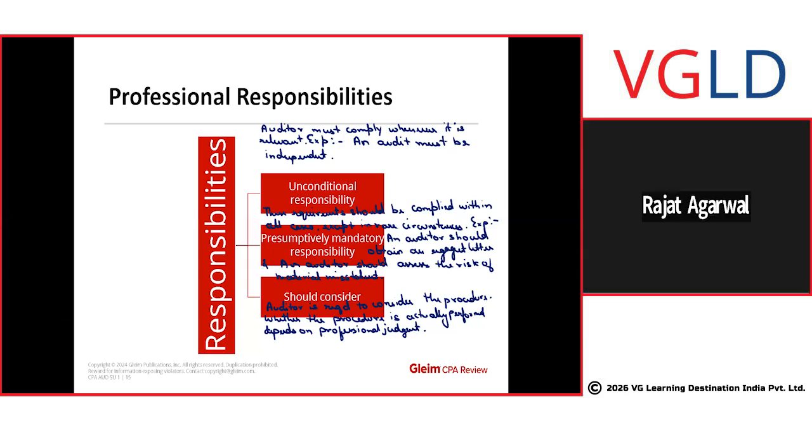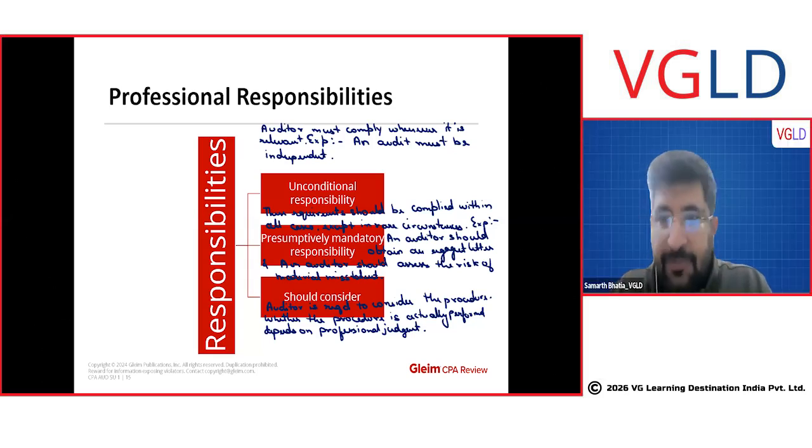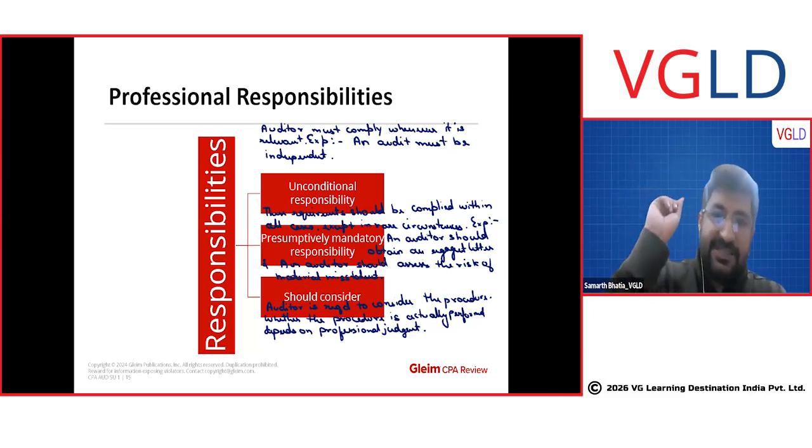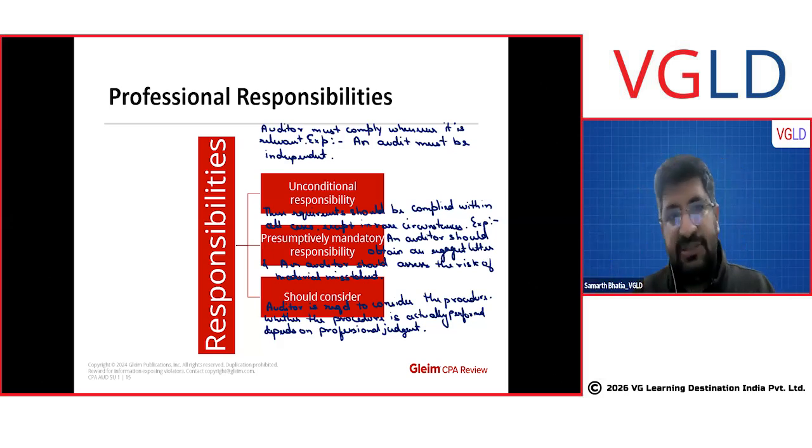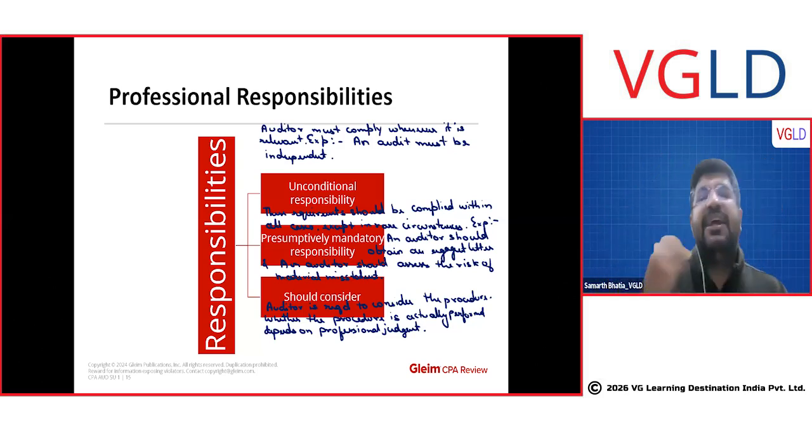Okay. So, sir, then what is mandatory here, if you can say? Like they have to be independent. This is mandatory. They have to maintain confidentiality. This is mandatory. They must follow anything that is a must for an auditor. That I would say is an unconditional responsibility. If I say they should collect an engagement letter, this is a mandatory responsibility, but still an exception can be possible.